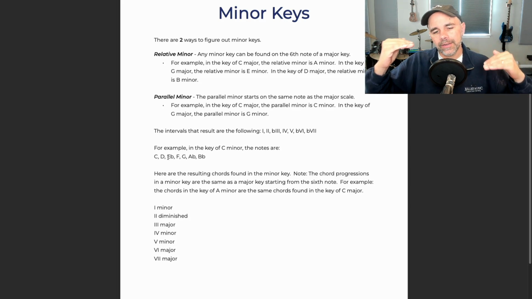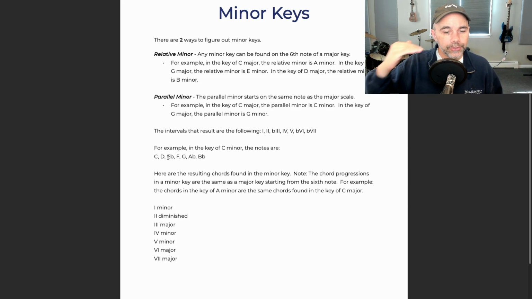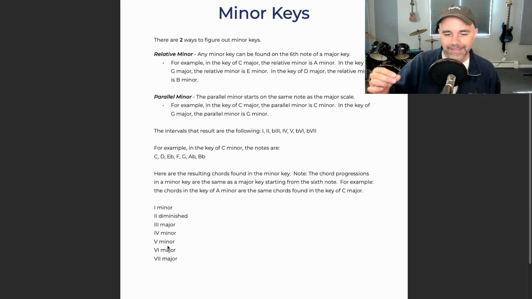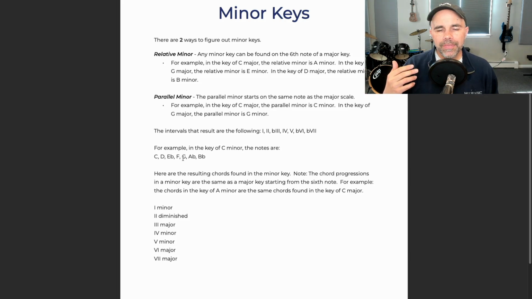If you're doing a chord progression, the chords are now different. So instead of 1 major, we have 1 minor, 2 diminished, 3 major, 4 minor, 5 minor, 6 major, and 7 major. And technically, because the 3rd, the 6th, and the 7th are flatted, you should say flat 3 major, flat 6 major, and flat 7 major. But think about this relative major and relative minor.